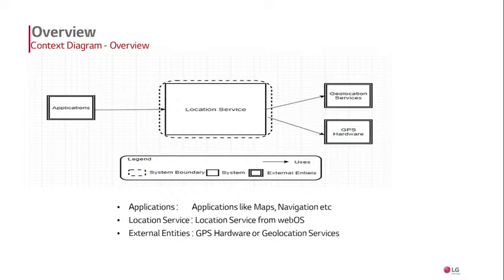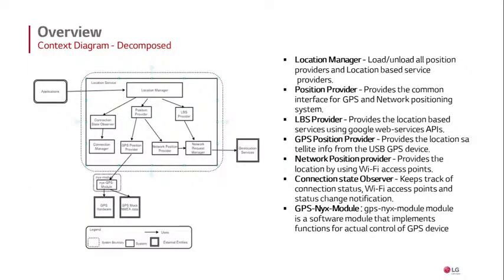Location service is basically from the webOS. And the other things, GPS hardware and the geolocation services, are all treated as external entities for the location service. Now, the context diagram has been decomposed to get a better understanding.